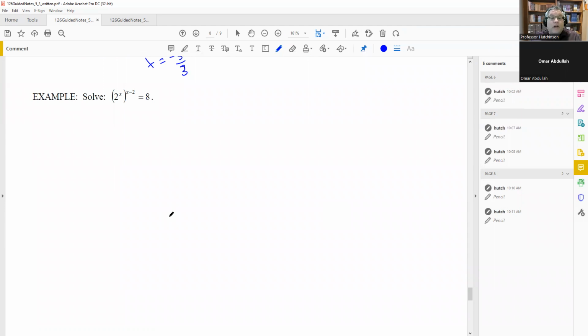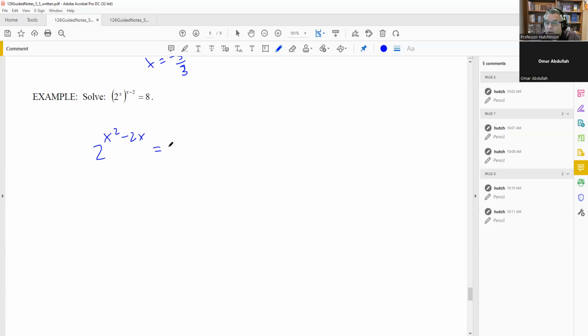Now, sometimes you may have more than one answer on these. So here's an example of one where we're going to get more than one answer. First of all, what I notice is I'm raising a power to another power. So I want to multiply the exponents here. So I'm going to multiply the x times both of those, and I'm going to get x squared minus 2x. I'll just multiply each of those.